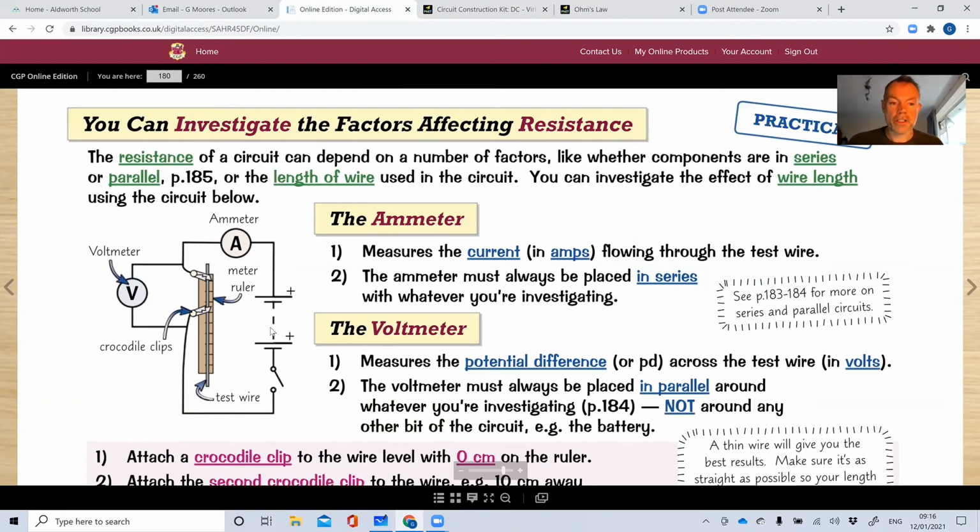Okay, so you set your circuit up. Here are my crocodile clips. I close the switch and the electricity will flow. You measure the current in amps, you measure the voltage in volts, and you write it in a table.